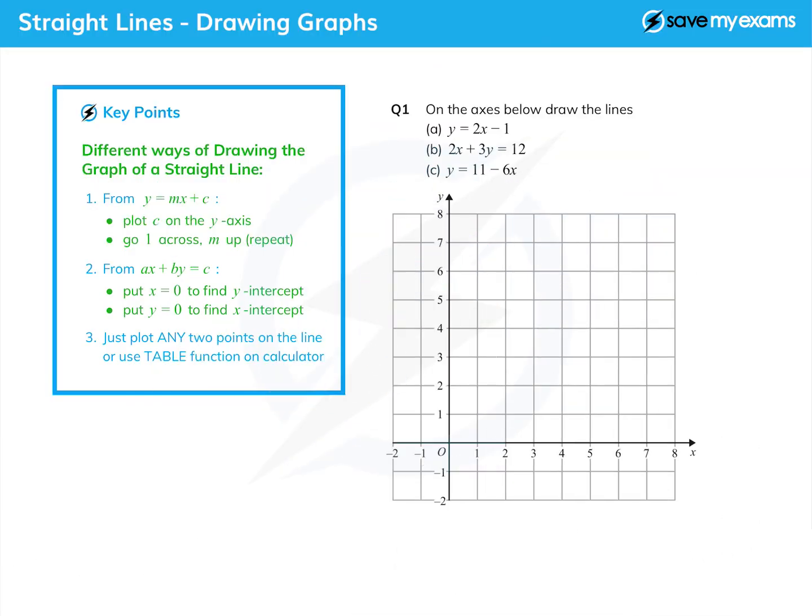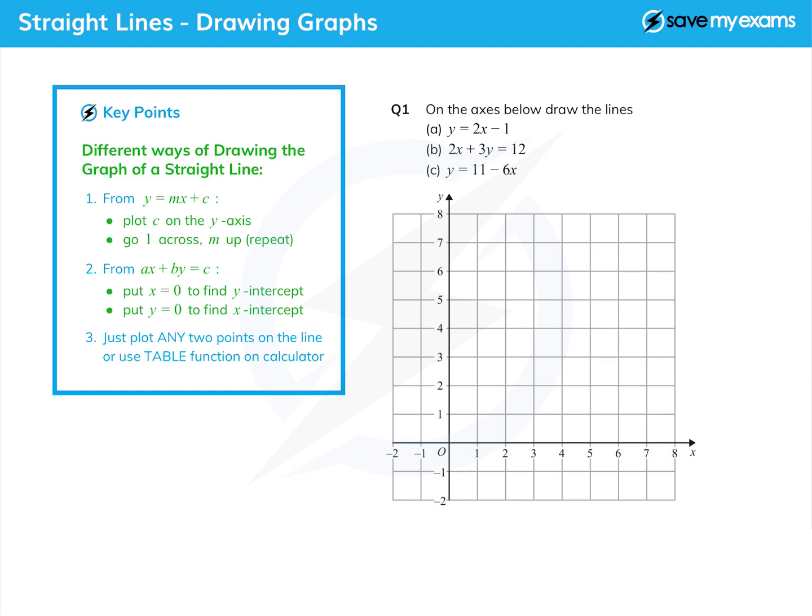So here we're going to look at the different ways of drawing graphs of straight lines given an equation. You'll see that I've given us three different equations here, and we're going to draw three graphs on this set of axes. There are basically two ways of going about this, although there is a third backup way.